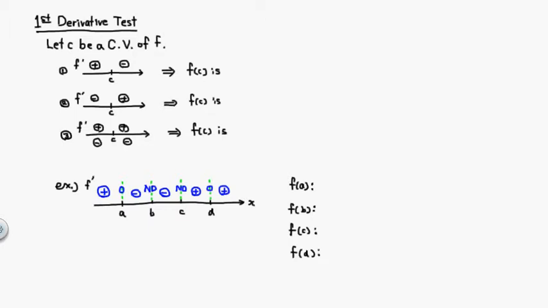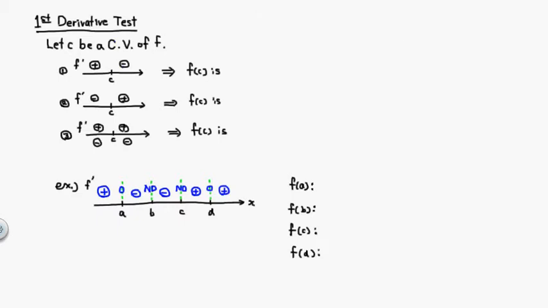Okay, let's look at the first derivative test for a local maximum or local minimum. Let's say C is a critical value of f. There are three cases. First case, around the critical value C, the first derivative goes from positive to negative.